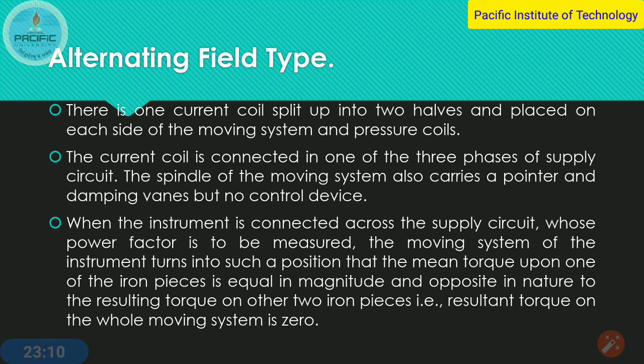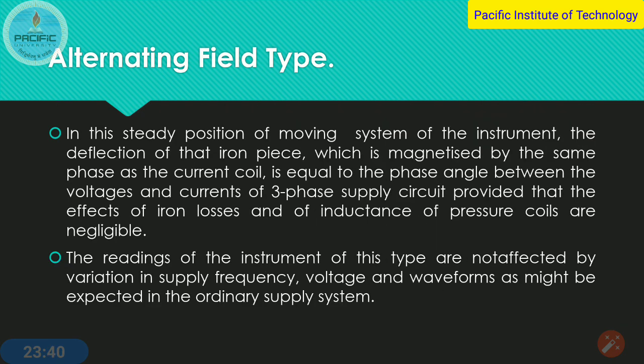Now, when the instrument is connected across the supply circuit whose power factor is to be measured, the moving system of the instrument turns into such a position that the mean torque upon one of the iron pieces is equal in magnitude and opposite in nature to the resulting torque on the other two iron pieces. What will happen? The resultant torque on the whole moving system is zero. Now, in this steady state position of the moving system, the deflection of that iron piece, which is magnetized by the same phase as the current coil, is equal to the phase angle between the voltage and current of the three phase supply circuit. Right?